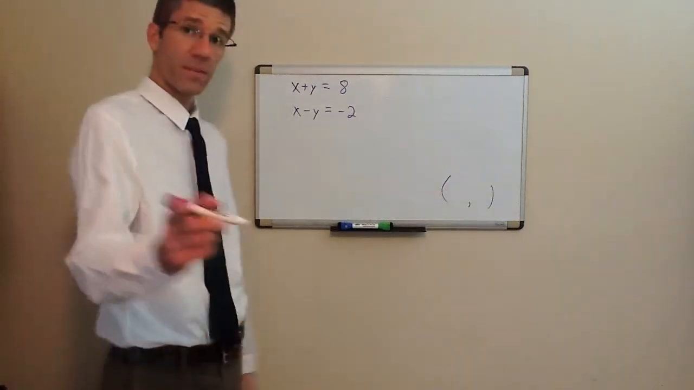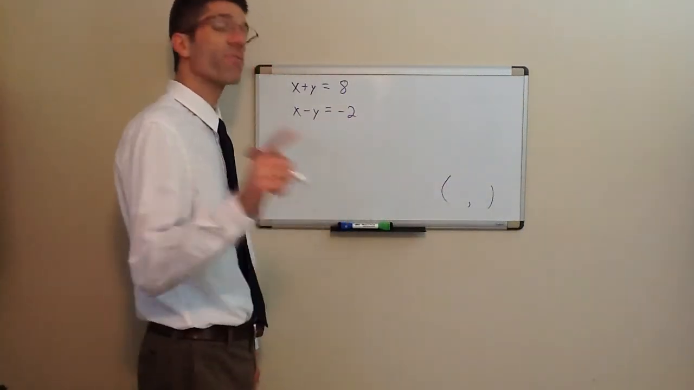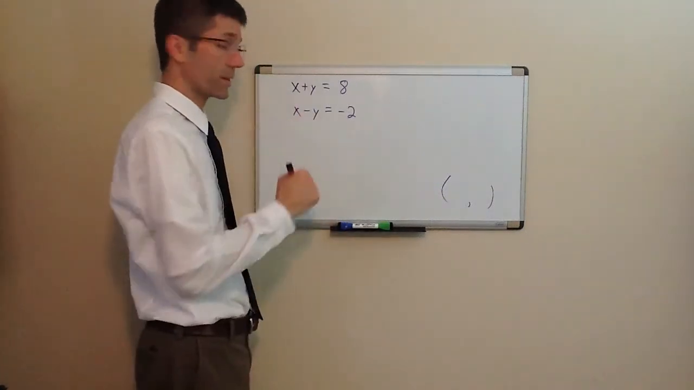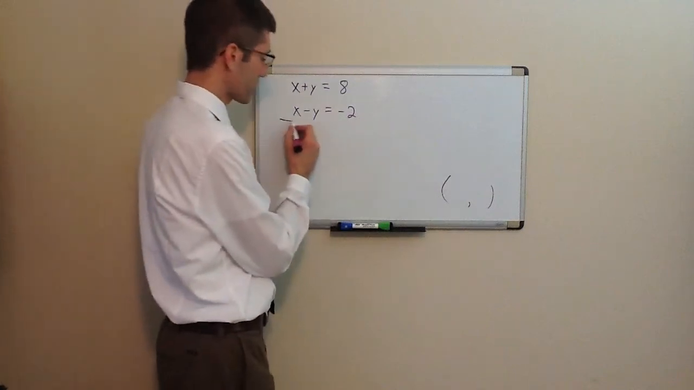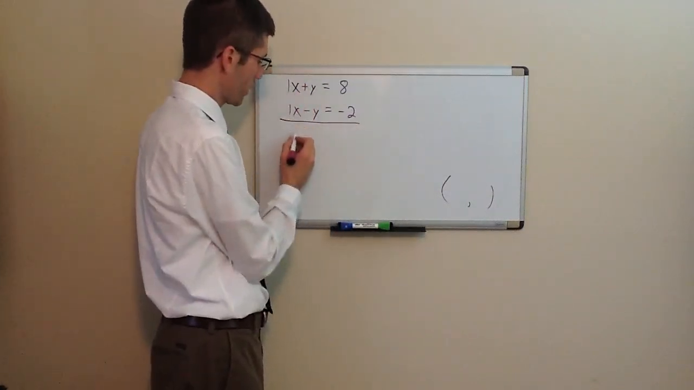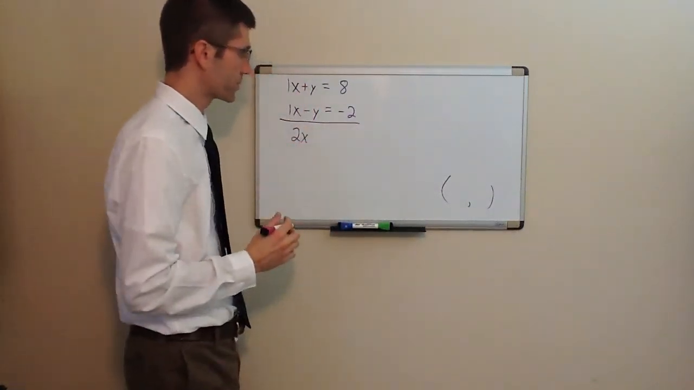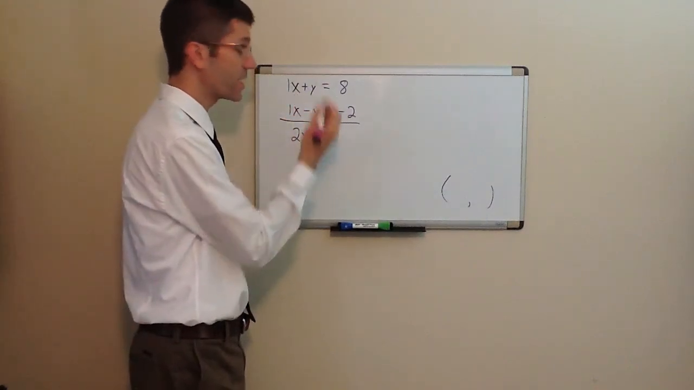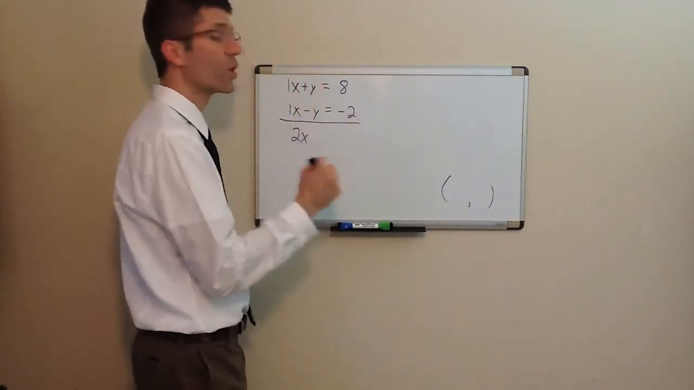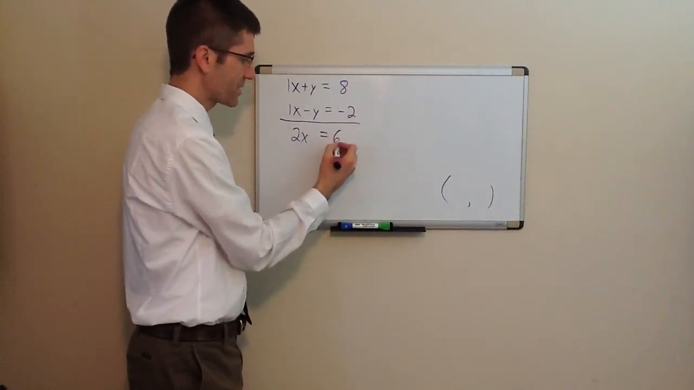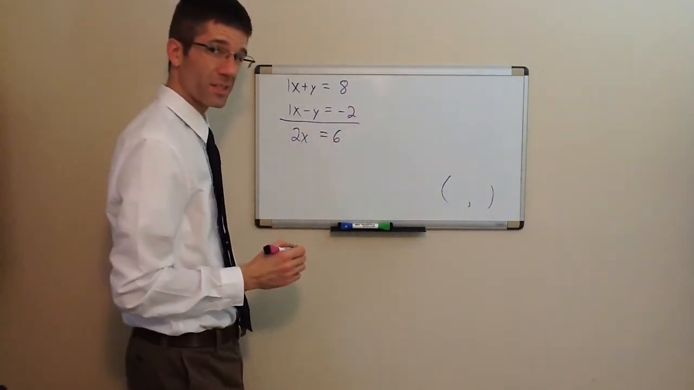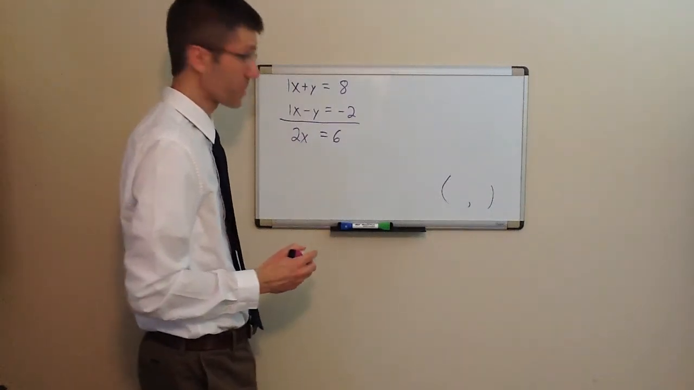Okay, does something cancel? Does a variable cancel? 1 plus 1 is not 0. 1 minus 1 is 0. Yes, y cancels. 1 plus 1 is 2x. 1 minus 1 is 0 y. I have no y's. 8 minus 2, subtract 2 is 6. I'm not going to really explain this one, but 2 times something gives me 6.